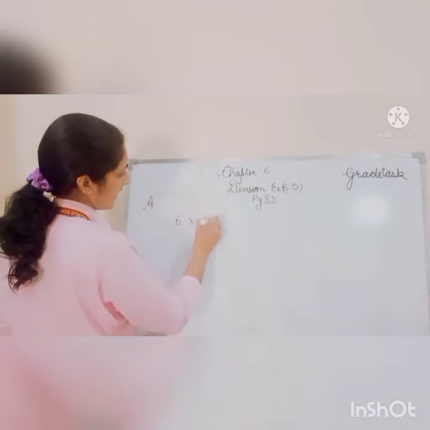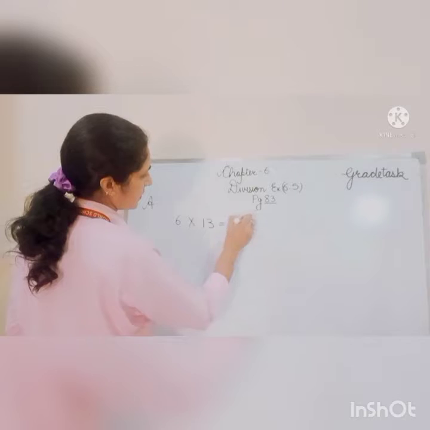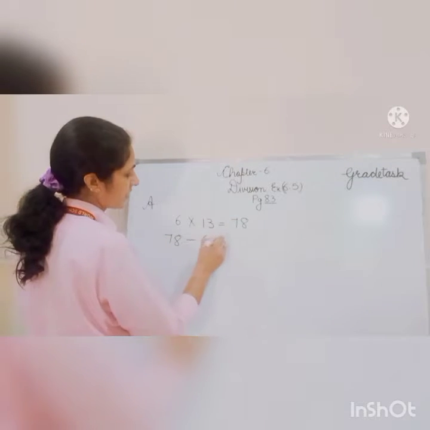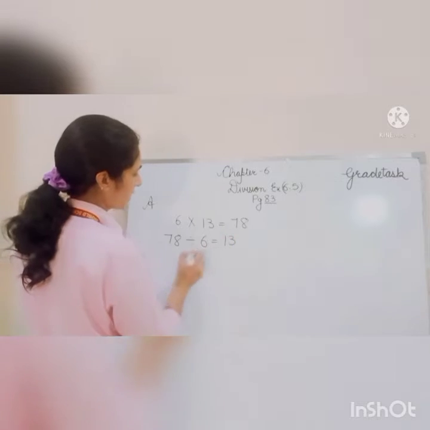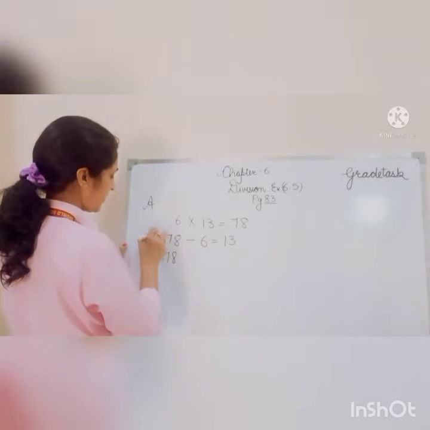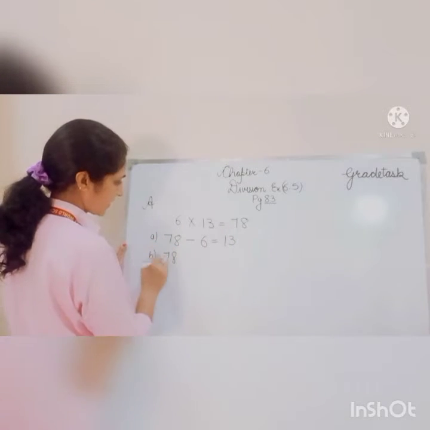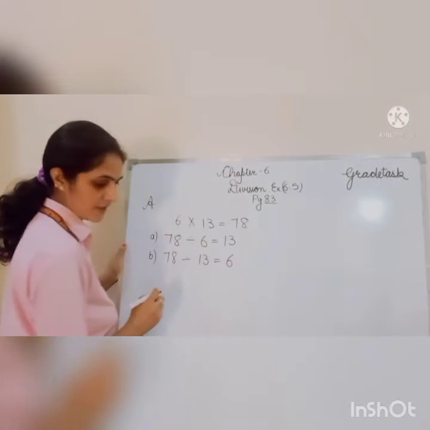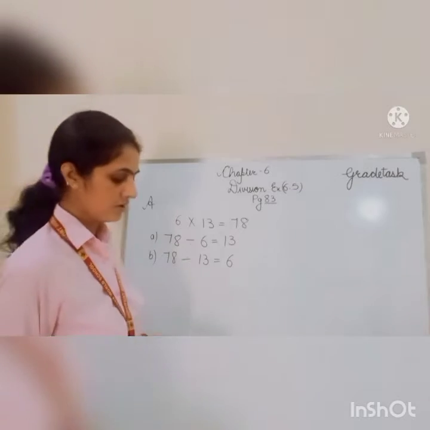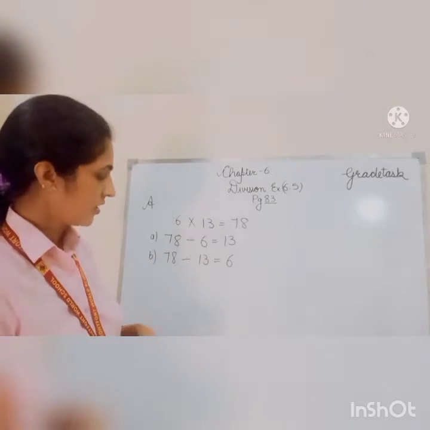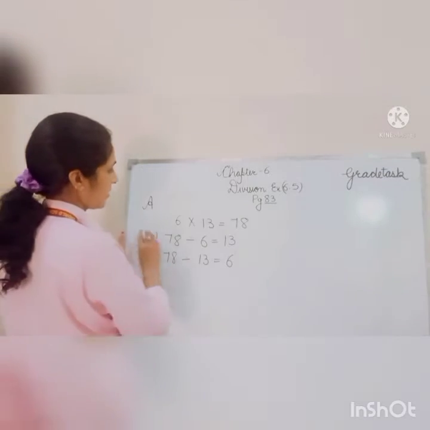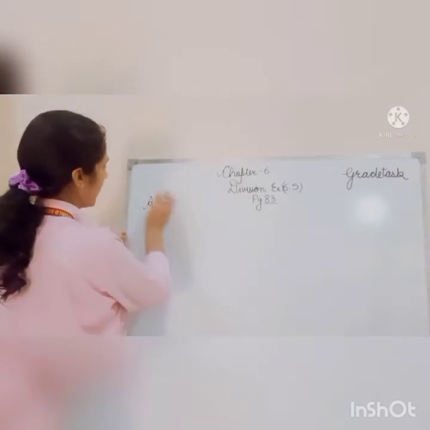6 multiplied by 13 is equal to 78. So your dividend will be 78. One time we will divide by 6, so the answer will be 13. Second, B part, when we divide 78 by 13, the answer will be 6. So like this, vice versa, we will write. Come to B part now. Students, parts 3 and 4 you will try yourself. Now come to B part.